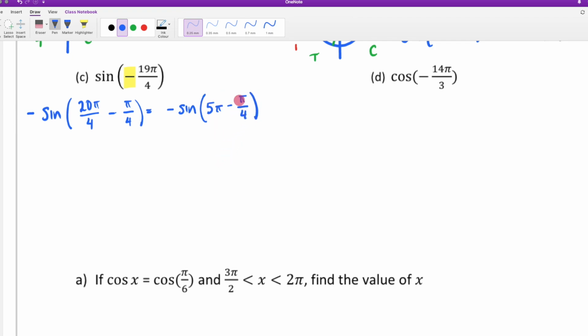Now, I'm going to break this up even more. I know that 5 pi is simply 4 pi plus pi. So I'm going to write this as negative sine of 4 pi plus pi minus pi over 4. Now, what is 4 pi? Well, if I was to think of my unit circle, let me draw it out. Here is my unit circle.